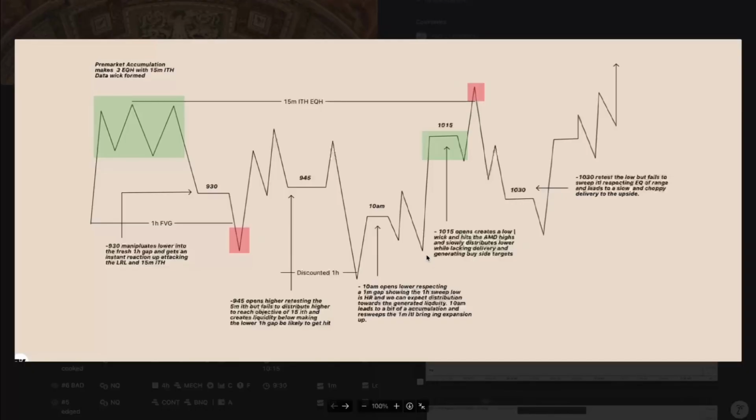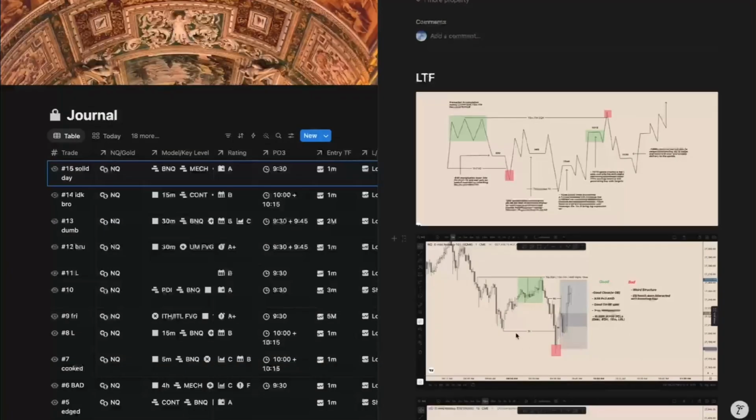Then 10:15 opens up and we create the wick. We hit this 15-minute internal high, we get the DOL, and then we just start accumulating here, and we'll just have a really slow distribution and lack of delivery. And then 10:30 just does whatever it wants, just complete chops. That's basically the breakdown of my trade.